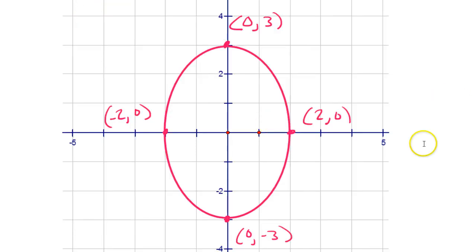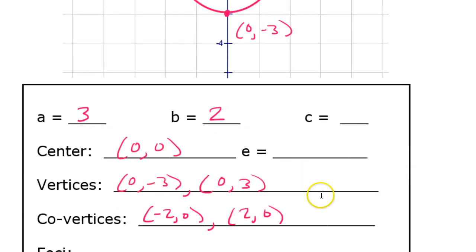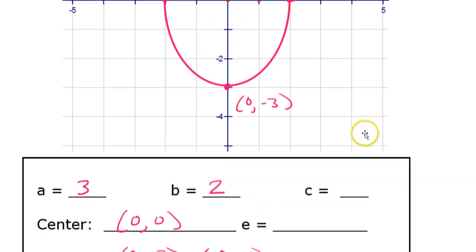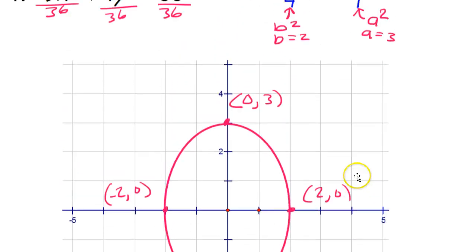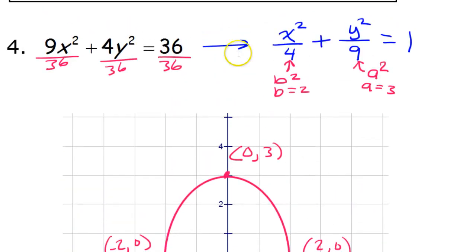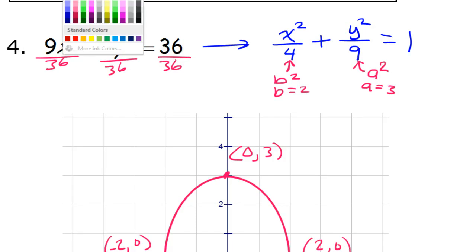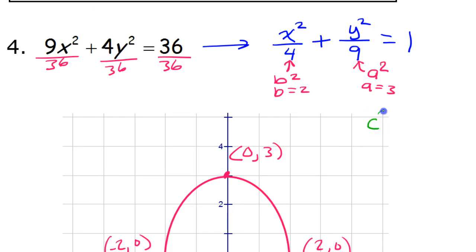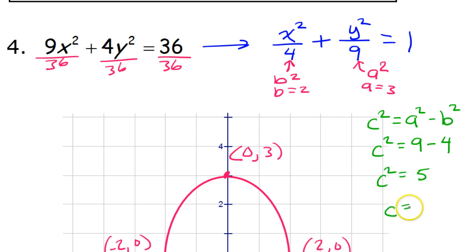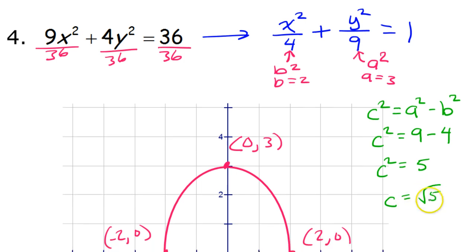Okay, so now we've graphed the ellipse. Now let's fill in these last two letters and find the foci. Let's start with that C value. Okay, if I want to find the C value, I'm going to keep in mind that C squared is equal to A squared minus B squared for ellipses. So C squared is going to equal the 9 minus 4. So C squared is equal to 5. So C is equal to the square root of 5.